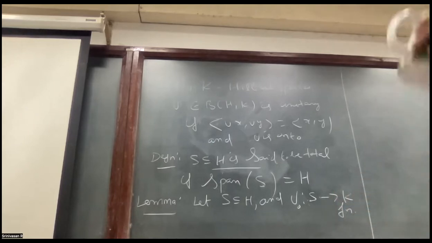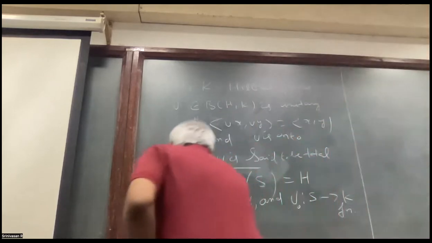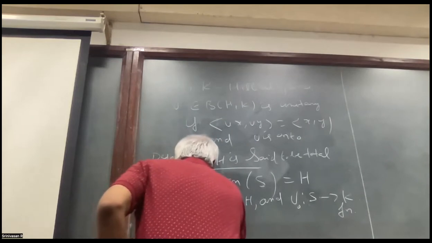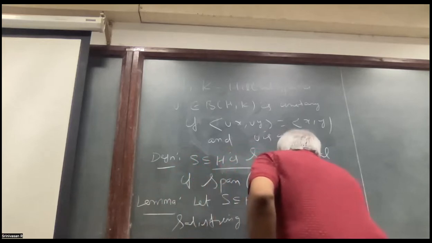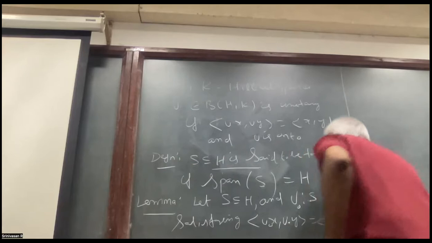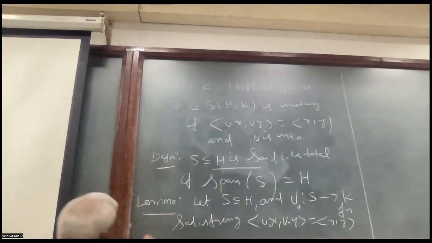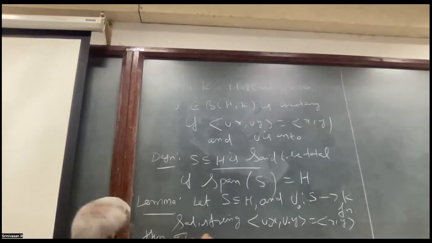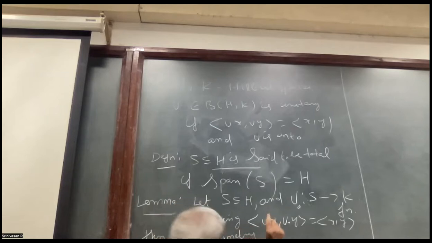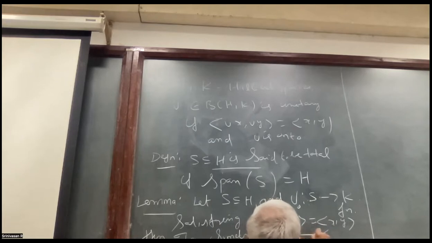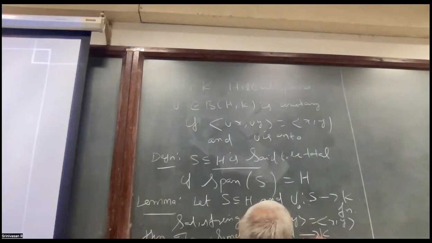So you have a set and it's just a function satisfying, with inner product, it preserves the inner product: the inner product of U naught X and U naught Y equals the inner product of X and Y. Okay. Then there exists an isometry U from H to K such that U restricted to S is U naught.